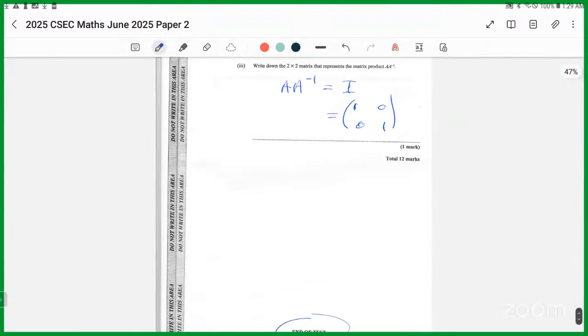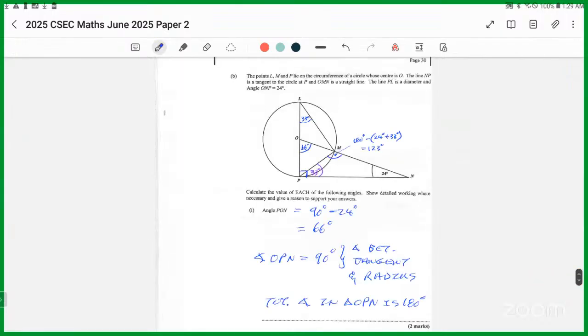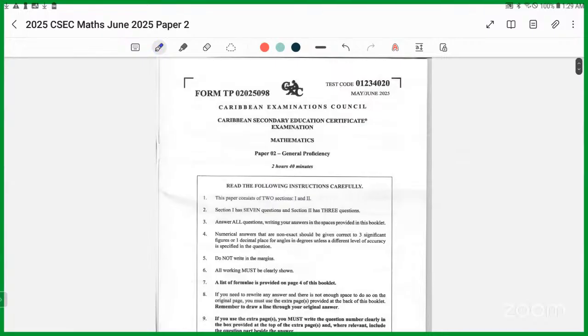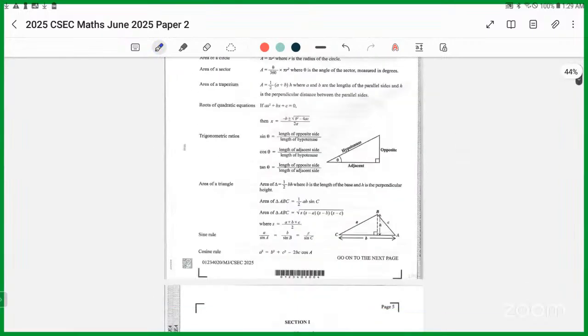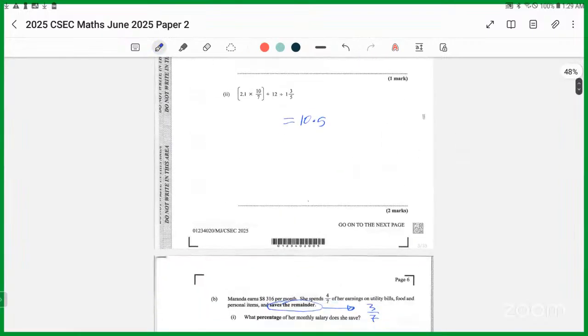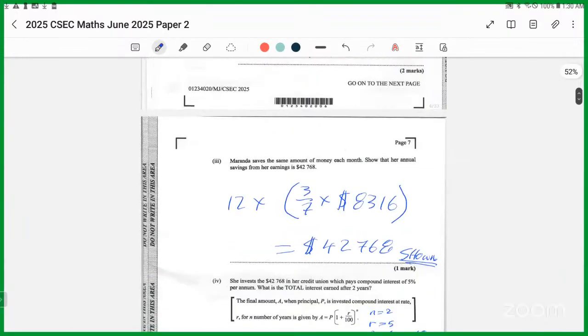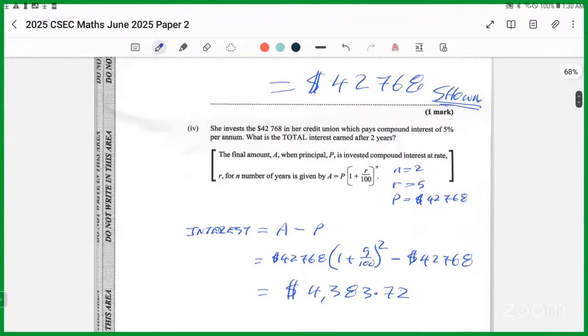And this was a nice and easy paper. Nice and easy paper, with one question that some persons might miss a little bit. This one that asks for interest. Right here, I think a lot of persons want to get with the E, I think that is the answer.